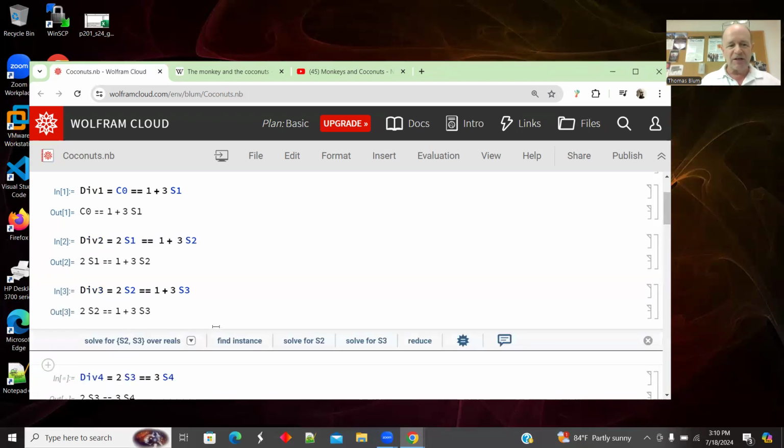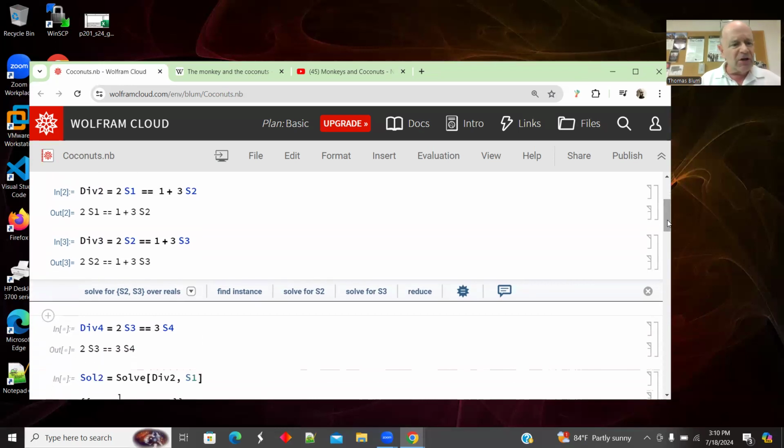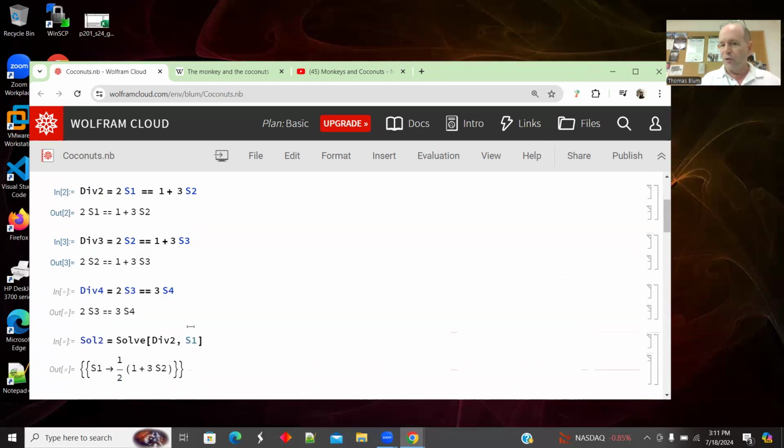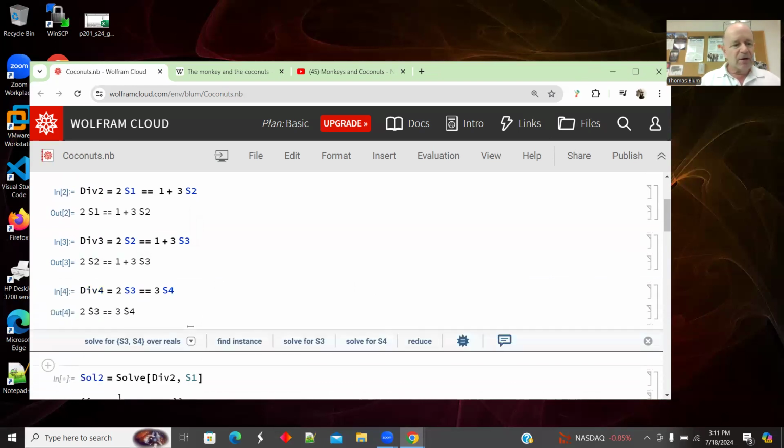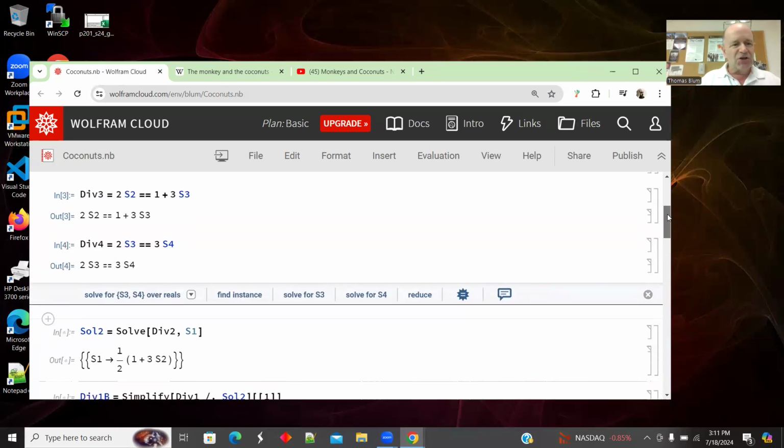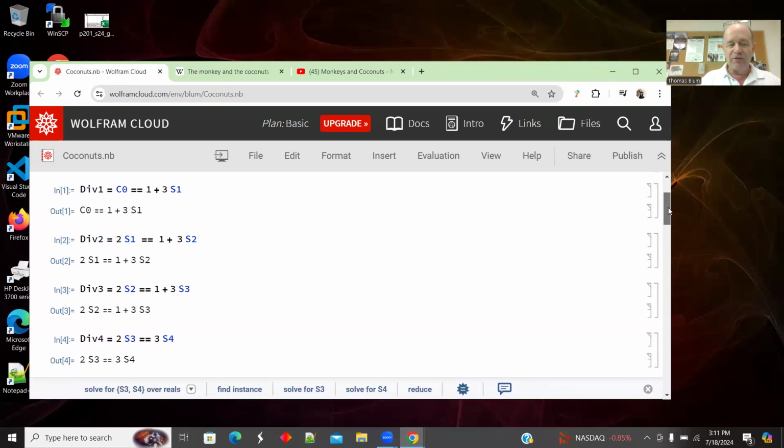So the first division, the second division, the third division, and the final division, the group division for me, because I'm only doing three sailors, is that two of the piles left after the third division are divided finally into three, and there was no monkey coconut this last time. Okay. So there we have a set of four equations, and I've named them div1, div2, div3, div4.